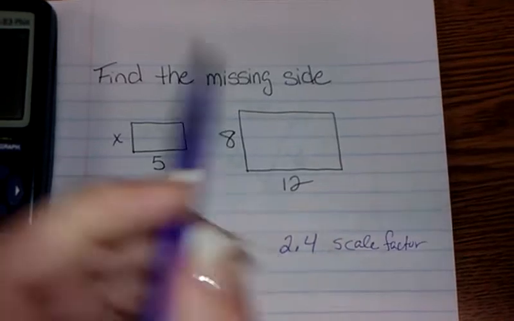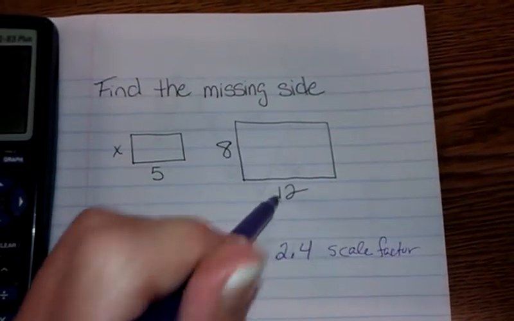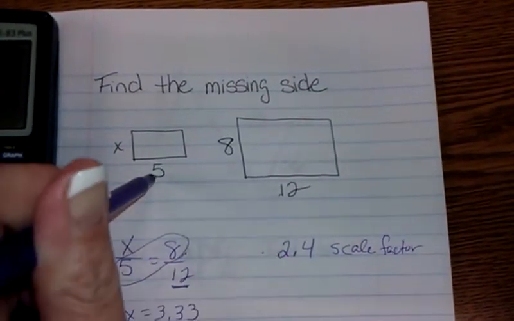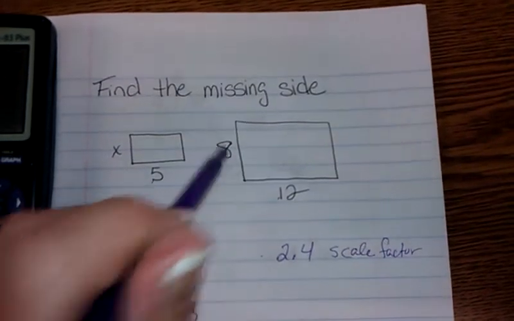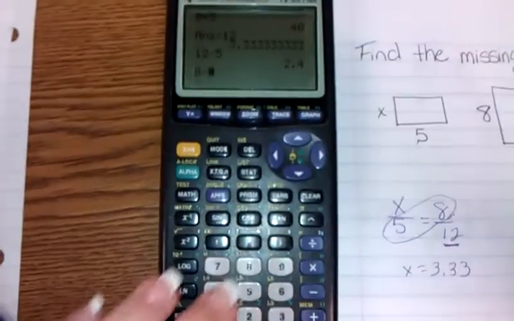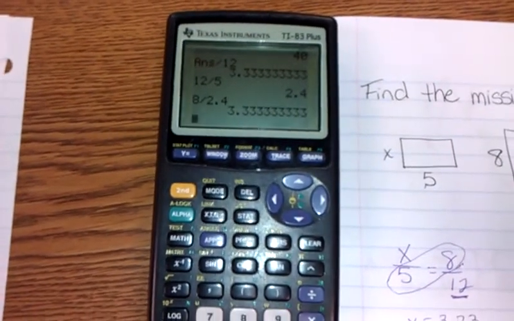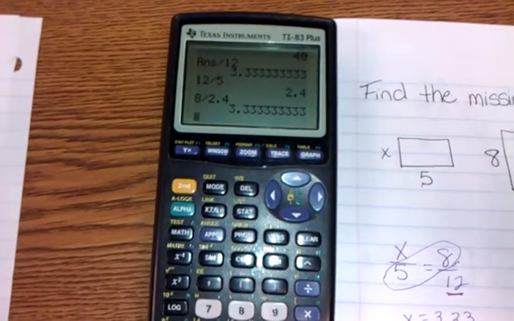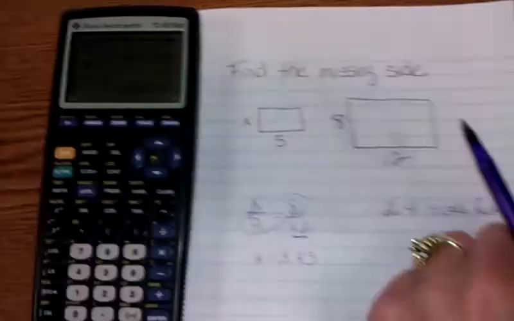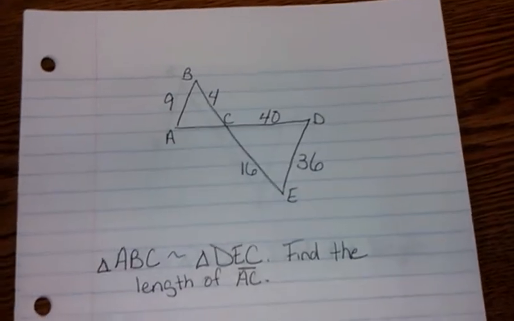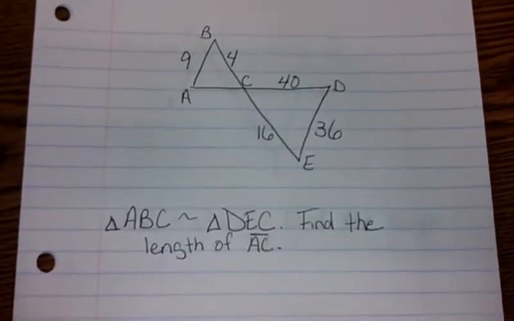Okay, so let's take, see, because if I took 12 divided by 2.4, I would get 5. Let's take 8 and divide it by 2.4. Again, I get 0.33333, which would be my side length. Here's my next one. Pause the video and come back and see how you do.